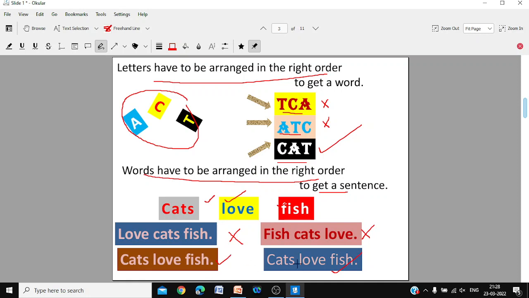Deliberately, we have written that two times to show you that only in the right order will words make sentences. Just as the same letters arranged in wrong order will not make a word, words arranged in wrong order will not make sentences. These are not sentences. This is a sentence, and we have repeated it to show that this is the only way you can arrange the words to make a sentence. So, words have to be arranged in the right order.